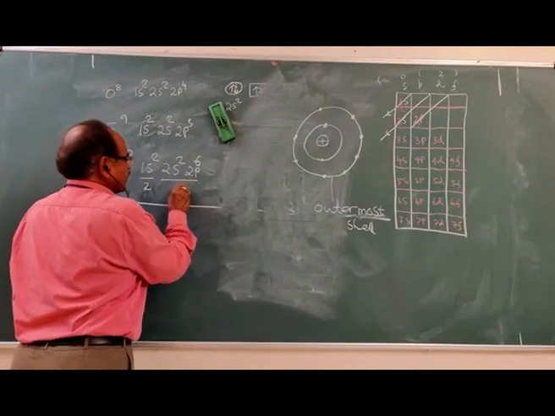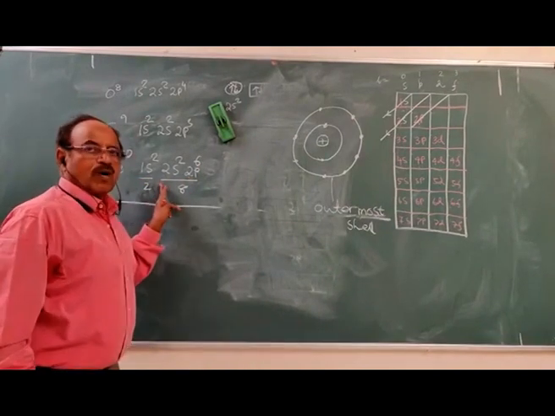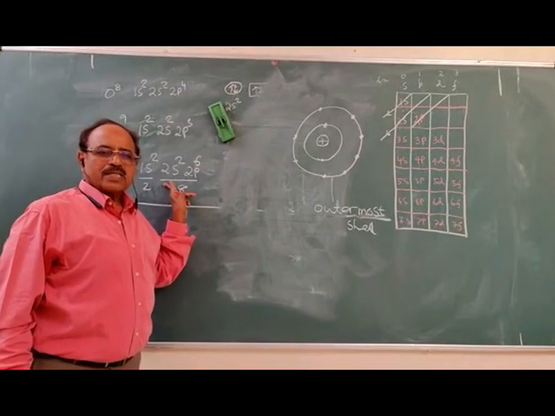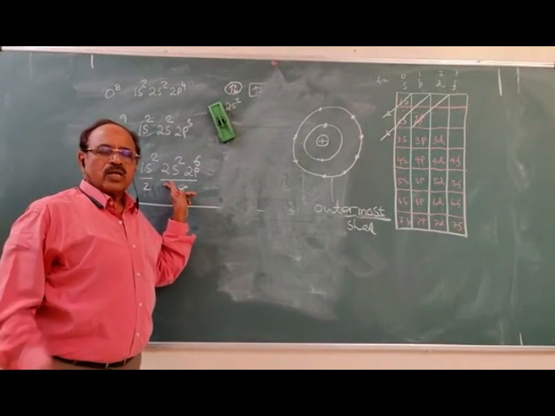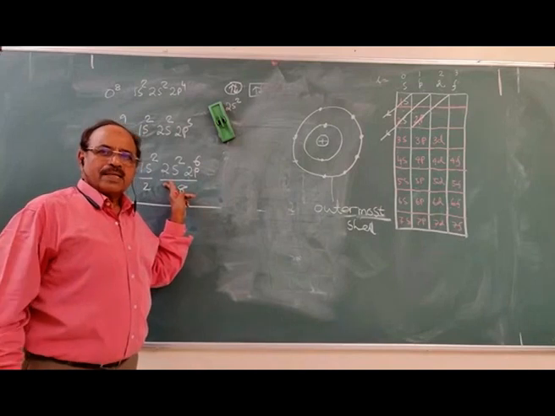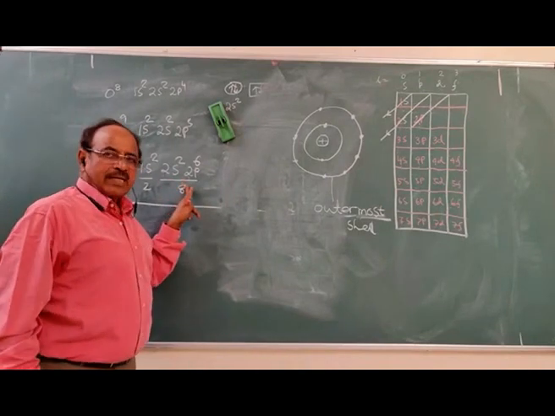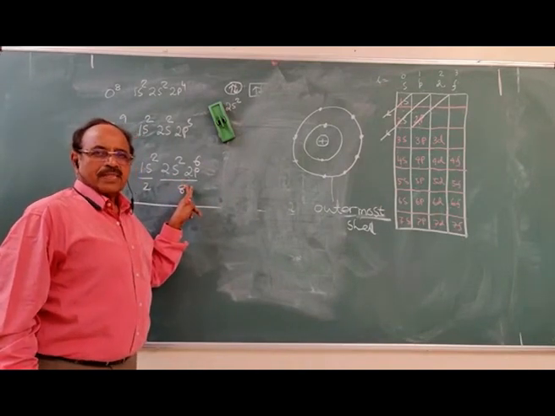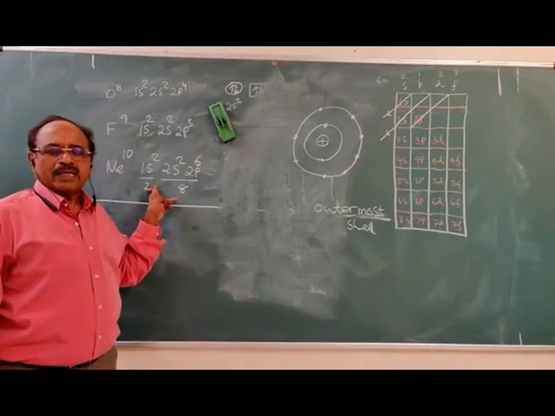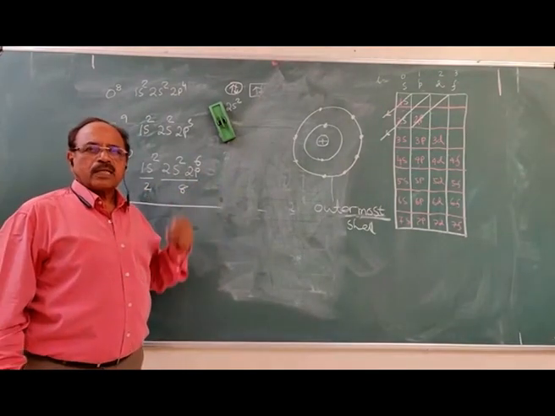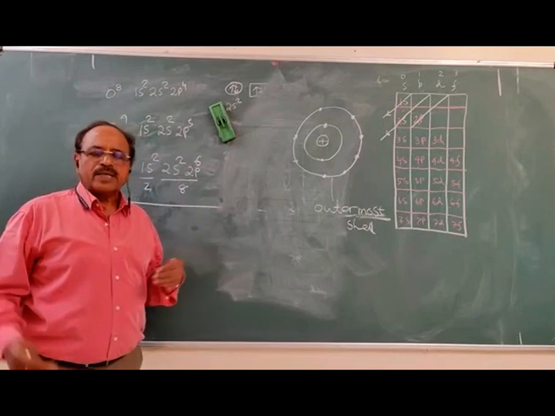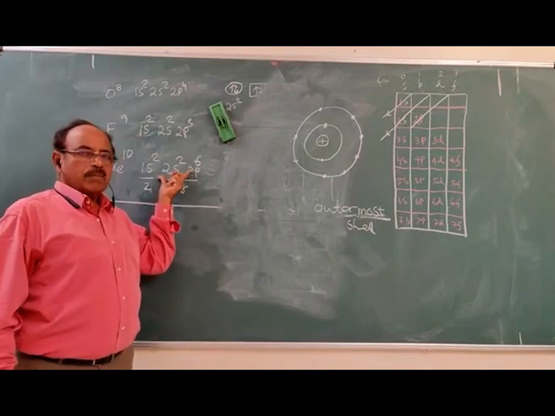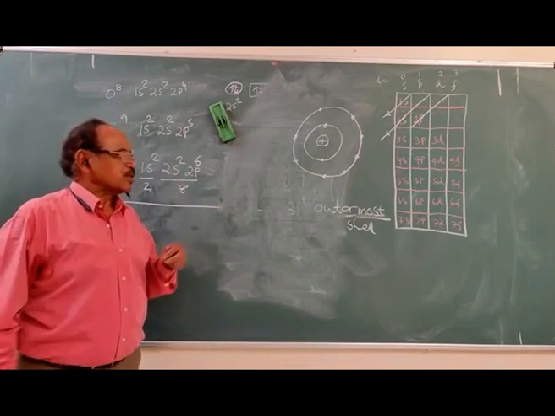It is completely filled. So where did we get this from? We got this configuration from the atomic number. So it says this is completely filled, highly stable. The completely filled orbital configuration and half-filled orbital configuration are stable configurations, and a completely filled shell configuration is also stable.